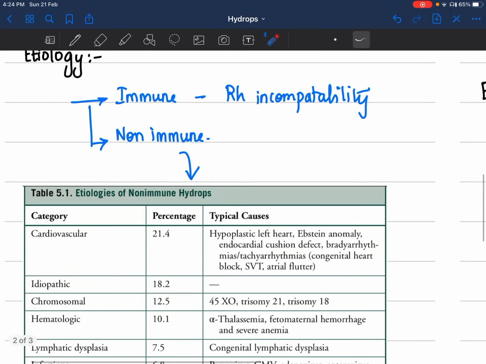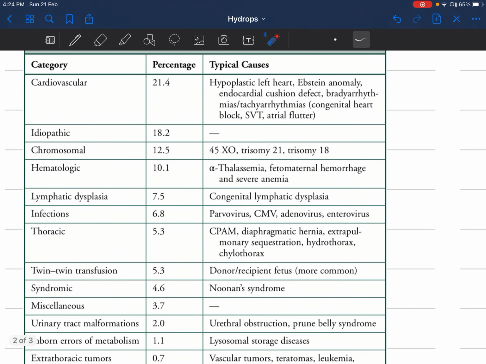So what are the etiologies? This is a table directly taken from Cloherty 2021. The most common cause is cardiovascular. So the most common cause of non-immune Hydrops fetalis is cardiovascular causes, nearly 20%. The typical causes are hypoplastic left heart and Epstein's anomaly. Any arrhythmias, bradyarrhythmia or tachyarrhythmia, does not matter. So these three things you should remember. The second most common cause, closely following cardiovascular, is idiopathic, nearly 20%. So 20% cardiovascular, 20% idiopathic.